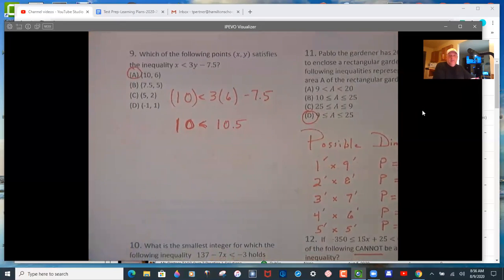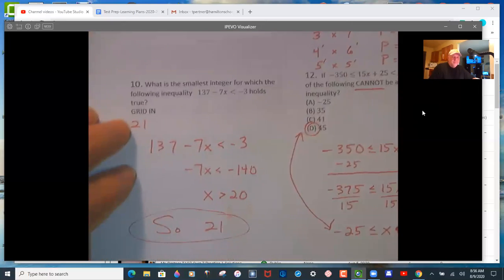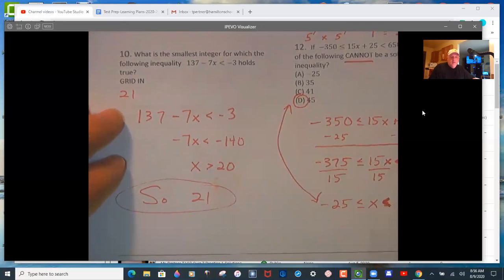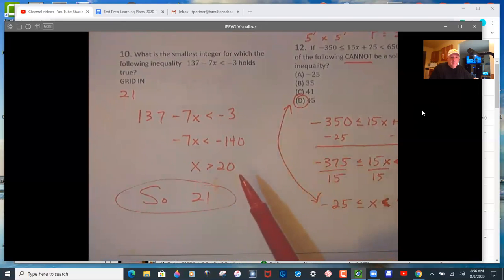Which of the following points satisfies that inequality? So you run it through, and the first one works, which is nice because then you don't have to try the others. Problem 10. What is the smallest integer for which the following holds? We'll solve it out, so you've got to be greater than 20. 21. Go to the next integer.